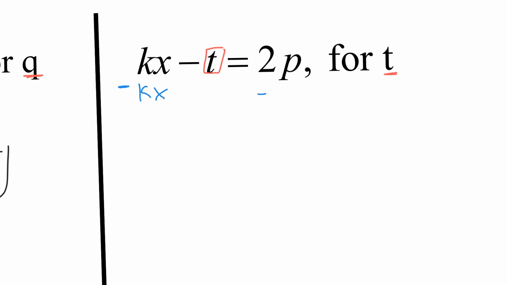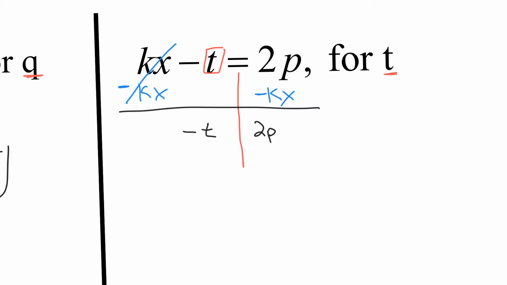And I'm going to do the same thing to the other side, so minus kx over here. You can put the line under the equal sign. So we can cancel this kx right here. You bring down the negative t, and on the other side, remember, this here is p. These two terms or variables, p and kx, are not like terms. So I am going to write 2p minus kx. They're not the same term, so you put them side by side.